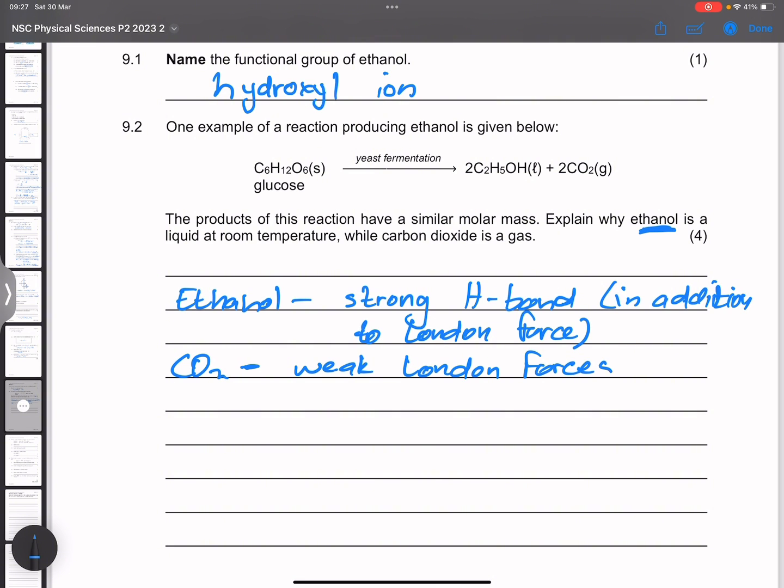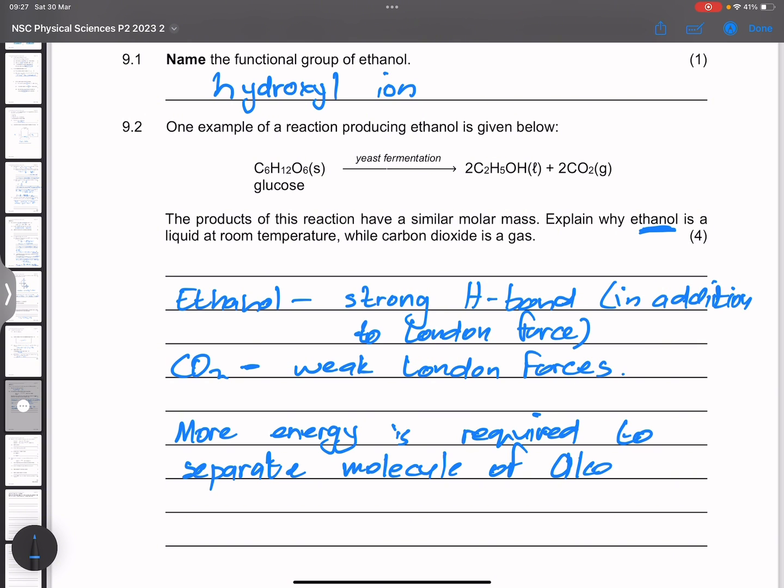All right. And therefore, more energy is required to separate the molecules of ethanol. So more energy is required. And of course, every time we explain this, we must emphasize this part. More energy is required to separate the molecules of alcohol than carbon dioxide. And so that is why it will become a liquid at room temperature.